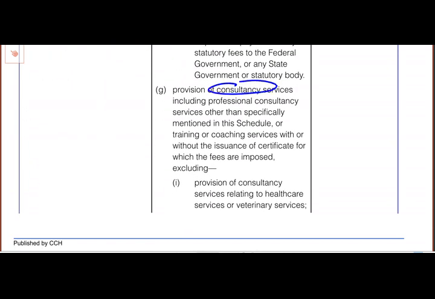Now, consultancy service. Okay? Now, when you say consultancy, then you also say, is a doctor a consultant? So after you see a doctor, when they charge you, what do they charge? Consultancy fee, right? So then, do we impose 6% or not? Now that's why they put an exclusion here.